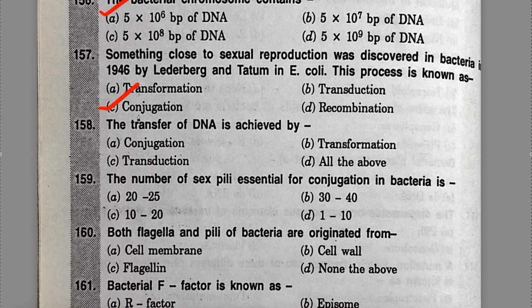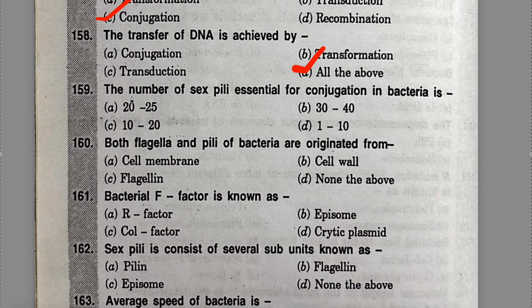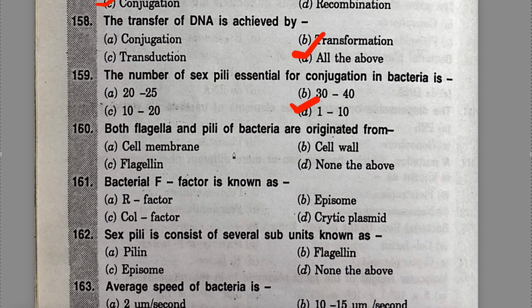Answer is conjugation. 158. The transfer of DNA is achieved by conjugation, transformation, transduction or all. The answer here will be all of the above. 159. The number of sex pili essential for conjugation in bacteria is 20 to 25, 30 to 40, 10 to 20 or 1 to 10. Answer here is option D.